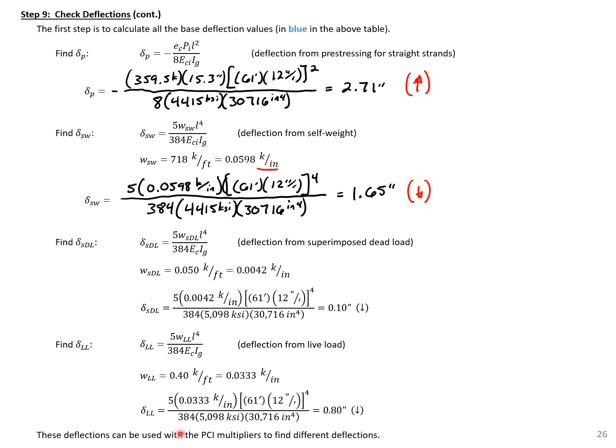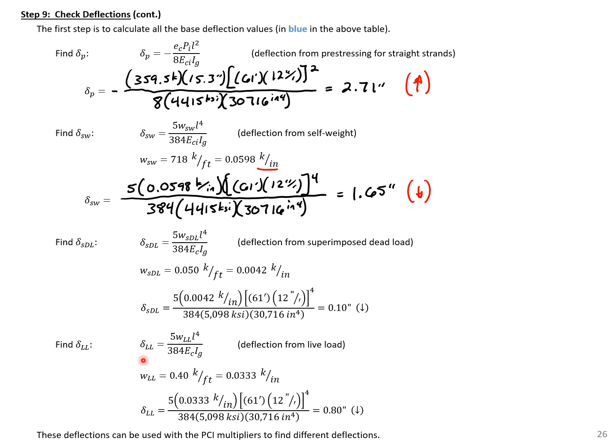So we can do the same thing with our superimposed dead load. So just the same equation, except change the distributed load here. And then also note, when we're looking at our superimposed dead load, we're going to use Ec rather than Eci, so our modulus assuming the final concrete strength. So we can calculate that deflection as 0.1 inches down.